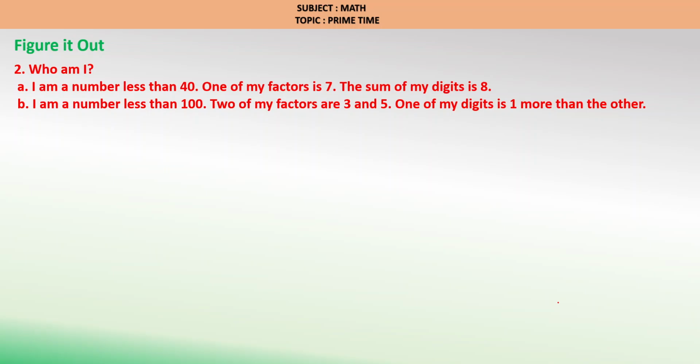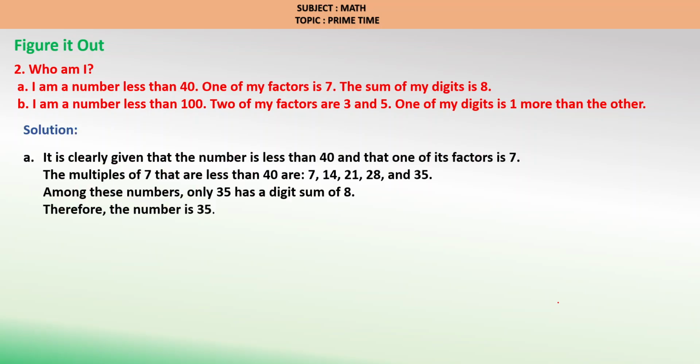Second question. Who am I? I am a number less than 40. One of my factors is 7. The sum of my digits is 8. Second question, part two. I am a number less than 100. Two of my factors are 3 and 5. One of my digits is one more than the other.